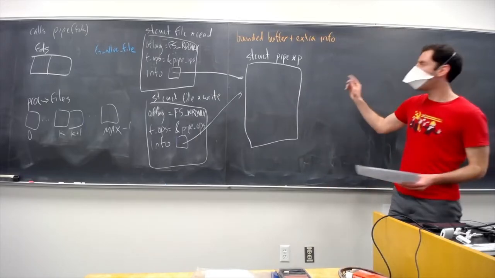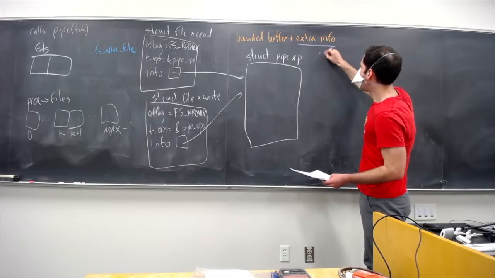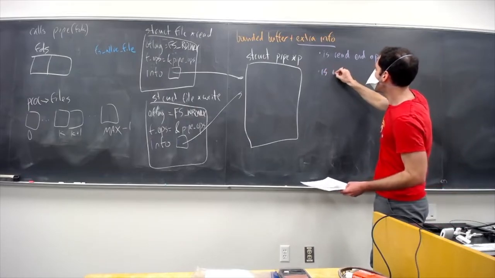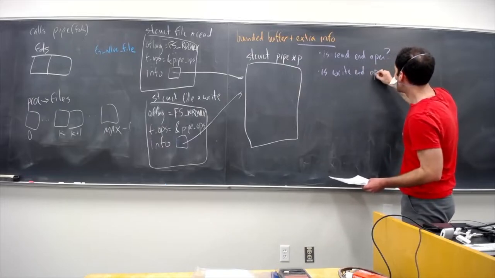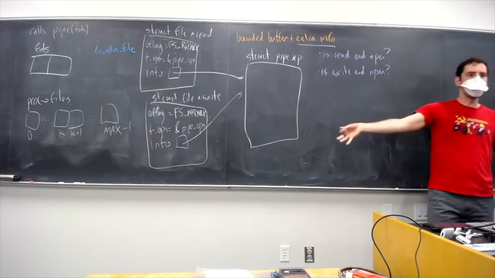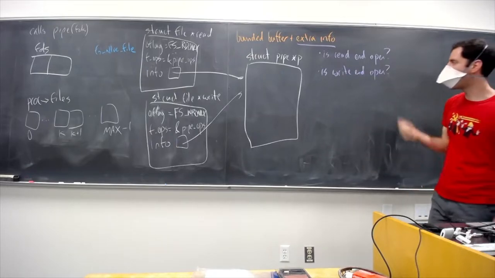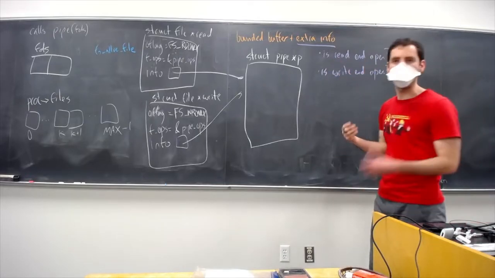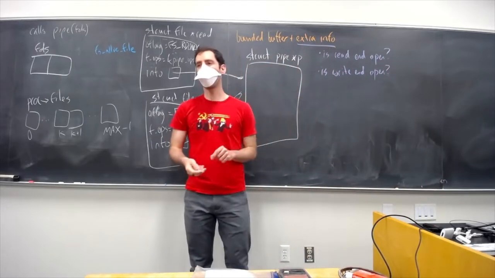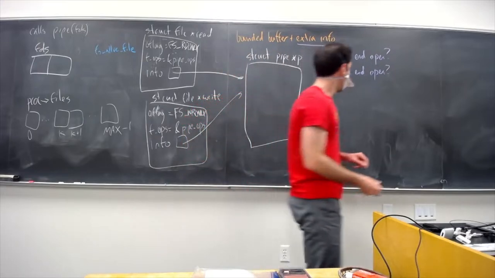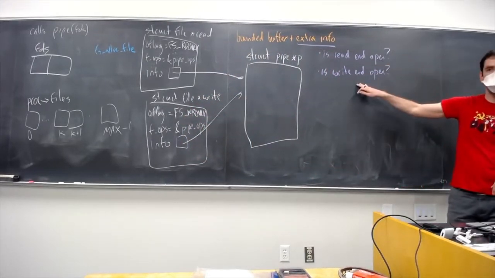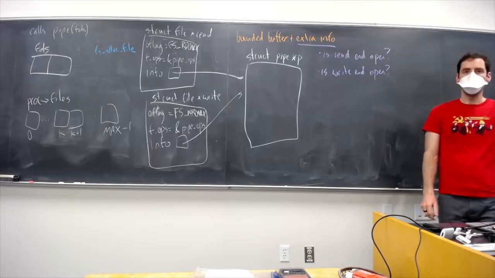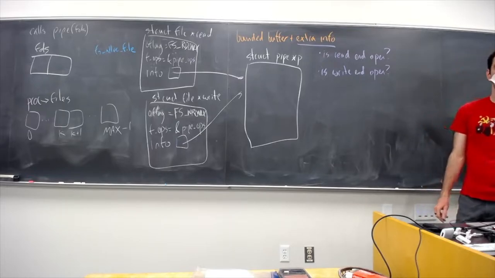Specifically, the behavior of a pipe depends on whether the read and write ends of the pipe are open or not. So if you try and write to a pipe whose read end is closed, that should return a specific error saying you're writing to a pipe where the read end is closed. If you try and read from something whose write end is closed, you read whatever data is in the pipe, if any, and if there isn't any, you return zero to indicate this is empty and there's nothing that you'll ever be able to read.